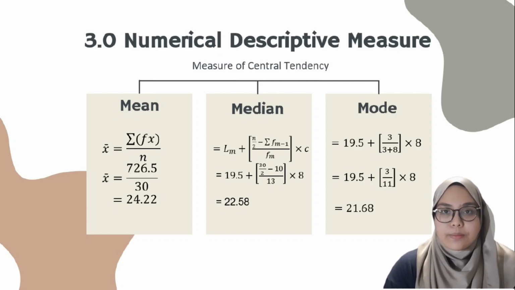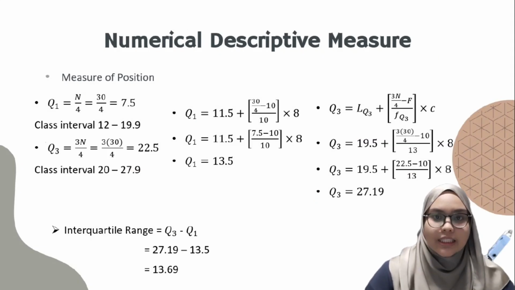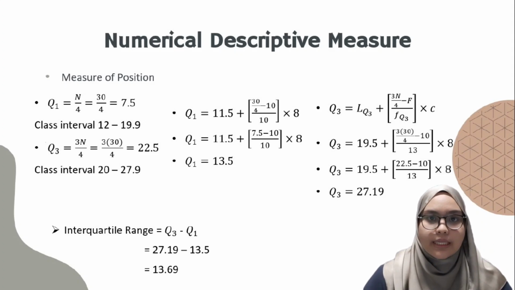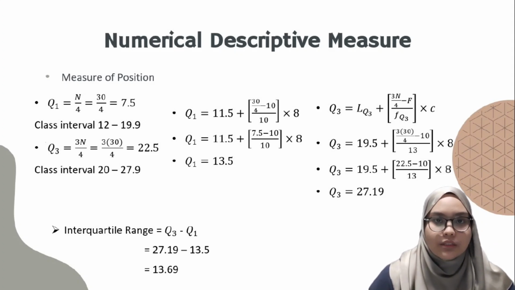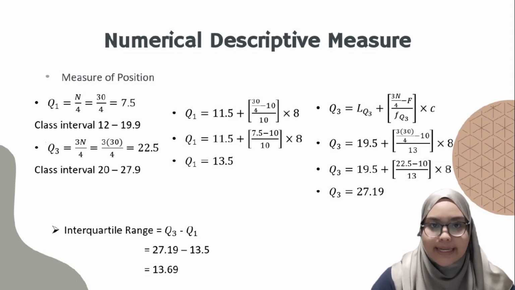And lastly, for the mode, the highest percentage of students obtaining A in SPM is 21.68% in 2019. Next, 3.2 Measure of position. First, we must determine the position of quartile 1 and quartile 3. The position of quartile 1 is 7.5, which is in the class interval 12 to 19.9. Next, the position of quartile 3 is 22.5, which is in the class interval 20 to 27.9.